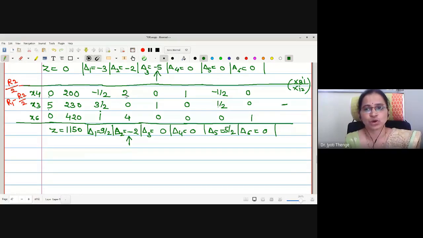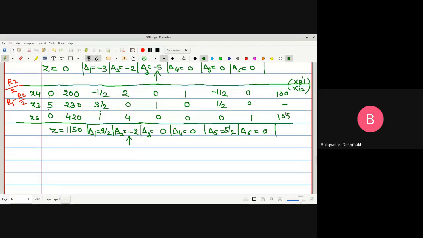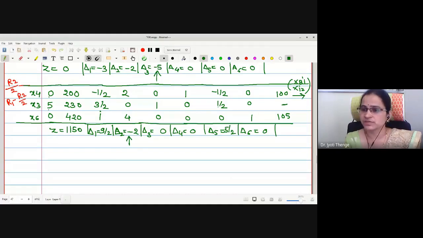XB column upon x2 column: 200 by 2 is 100. 420 by 4 is 105. Good. Therefore, the minimum is 100, so this will leave the basis. Which variable is going to leave the basis now? X4 is going to leave the basis. X2 will enter the basis. What is my pivot then?